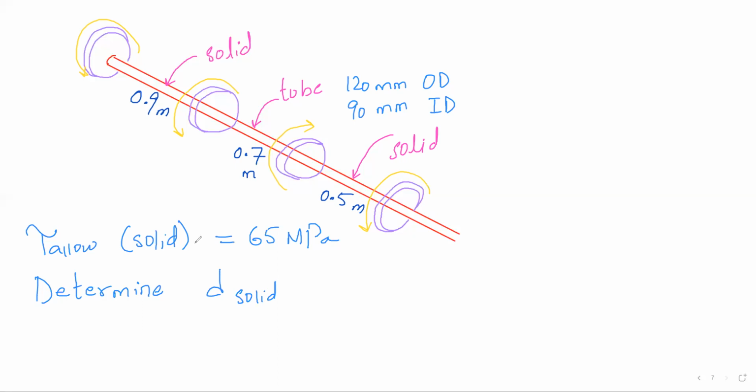Also give me the maximum shear stress in the tube. Okay, first you have to look into whether I missed any details or not. Anything I did not give you. 0.9, 0.7, 0.5. A, B, C, D. Okay. Anything else? Anything else, everyone? No? Yes. This is our shaft.